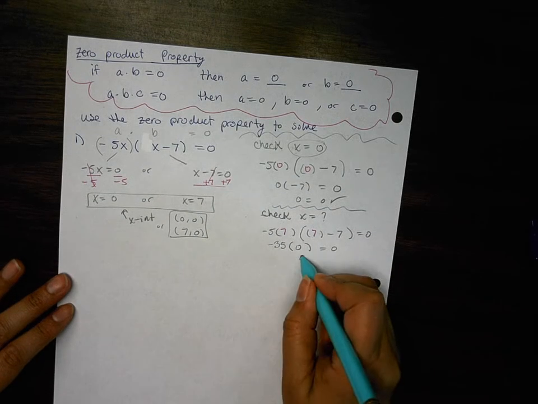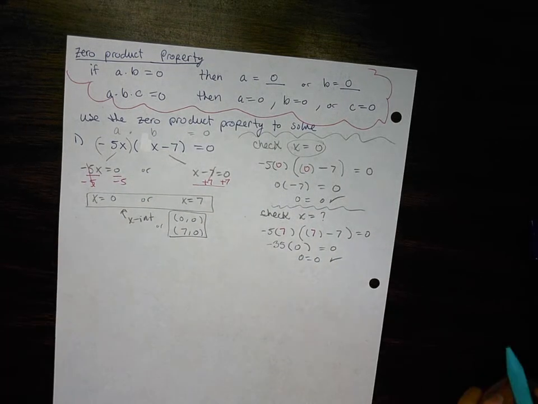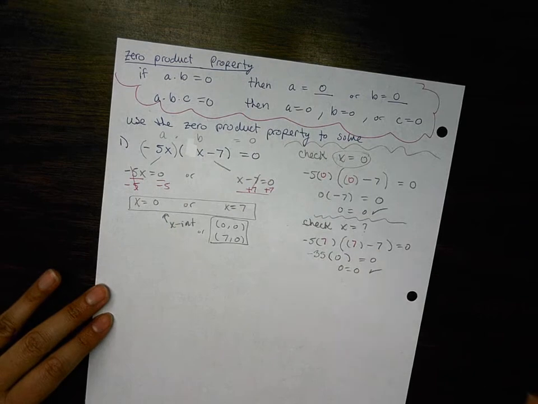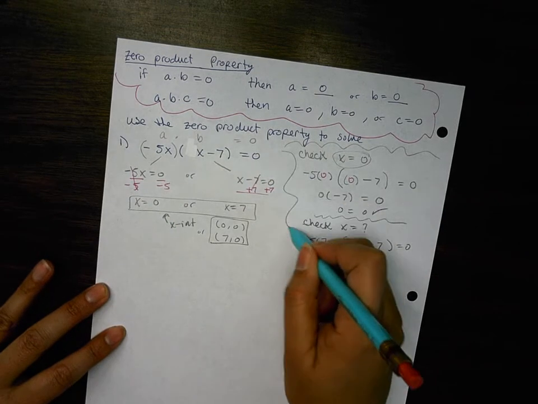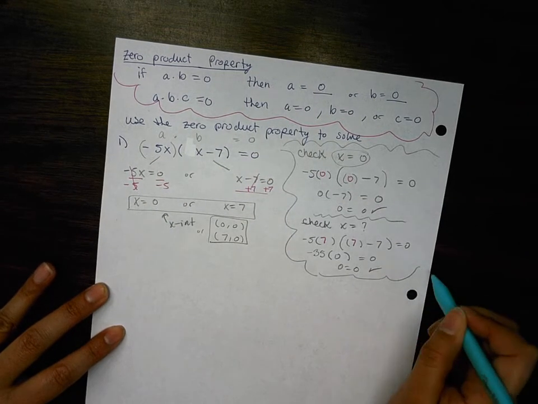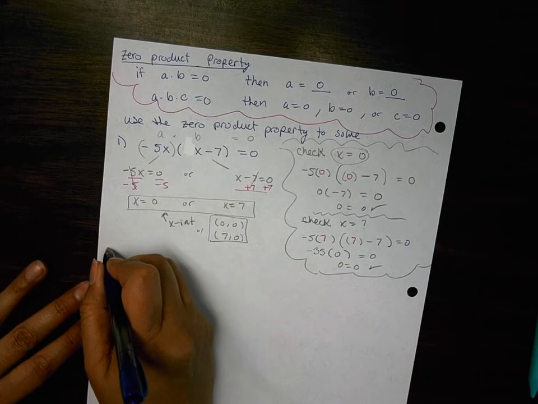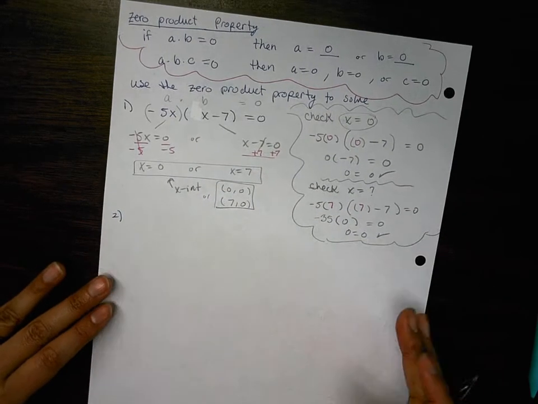Did it work? Those are the only two solutions that will work. No other numbers are going to work but 0 and 7. Does that make sense? Okay. We're not going to check anymore, but I want you to understand that you can. It's not required, but it's definitely a way to make sure you have it correct on the test. Any questions? Okay. Next one.